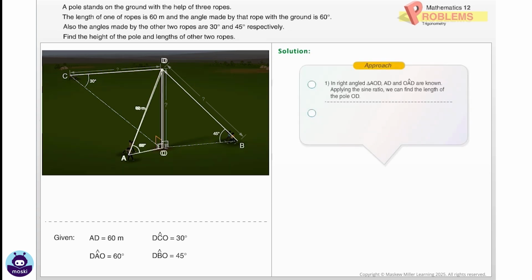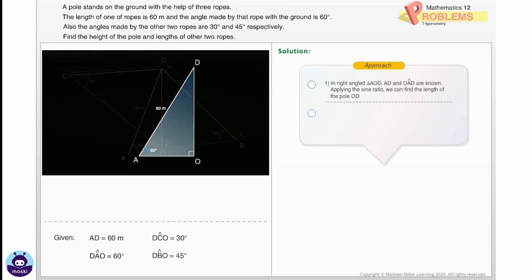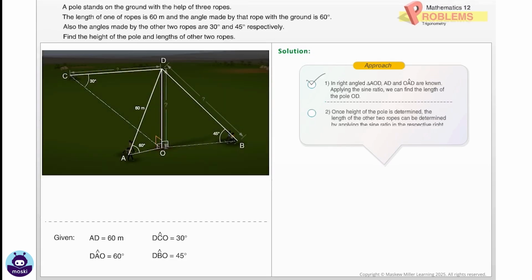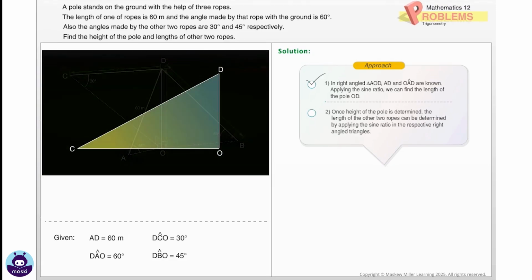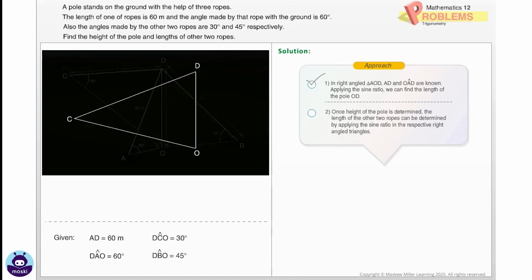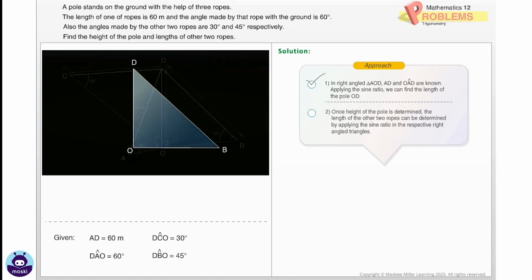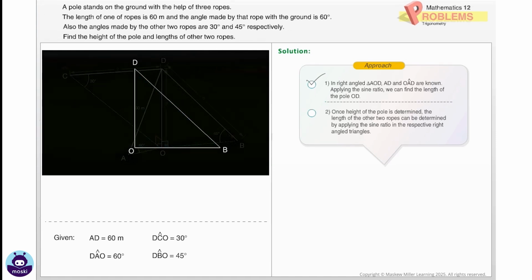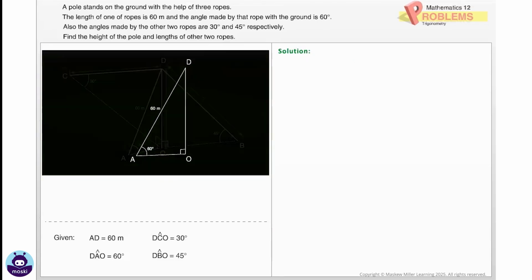In right-angled triangle AOD, AD and angle OAD are known. Applying the sine ratio, we can find the length of the pole OD. Once the height of the pole is determined, the lengths of the other 2 ropes can be determined by applying the sine ratio in the respective right-angled triangles. First, let us find the height of the pole.